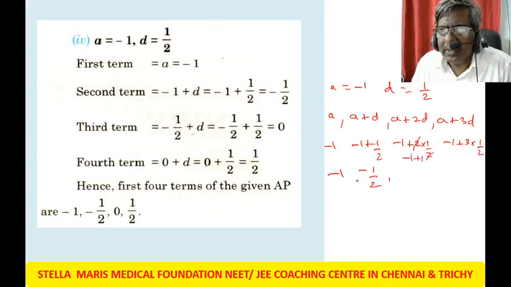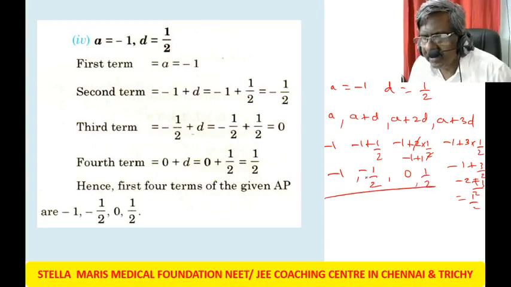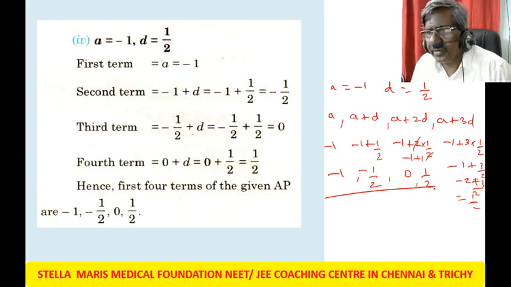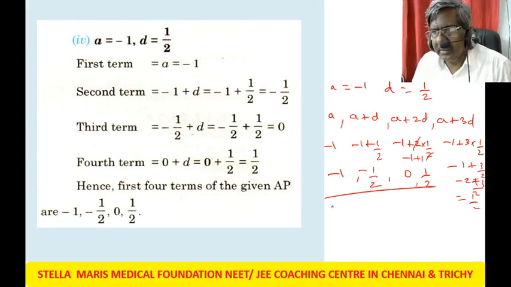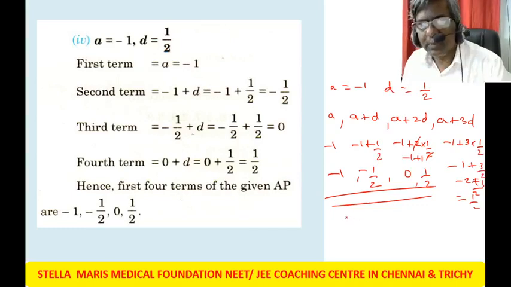That will be 0. Then a plus 3d: minus 1 plus 3 by 2. That is minus 2 plus 3 by 2, that will be 1 by 2. The answer will be minus 1, minus half, then 0, then 1 by 2. These are the 4 terms. Now I'll go to the next problem.